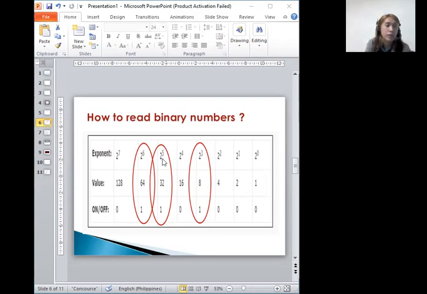Pero hindi naman tayo magkakaroon dito ng exponent bukod sa 2. Kasi 2 lang talaga yung exponent natin. 2 lang yung gagamitin natin dito, 2 raised to an exponent. Kasi nga, ang kukunin po natin ay base 10, and ang kailangan lang natin dito sa exponent is base 2. Okay? And then, yung on and off, ito na po yung binary numbers.